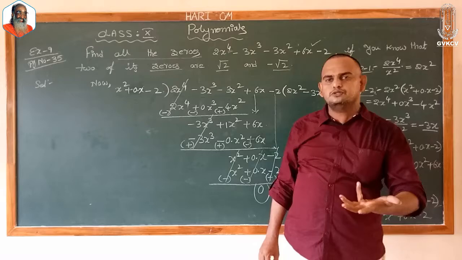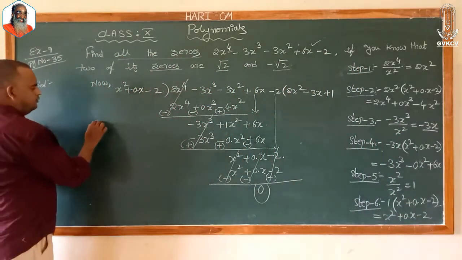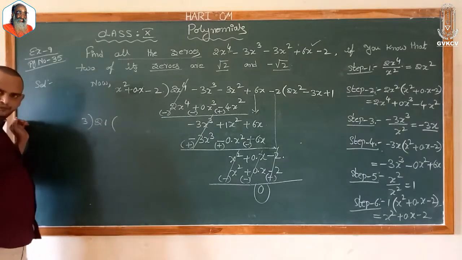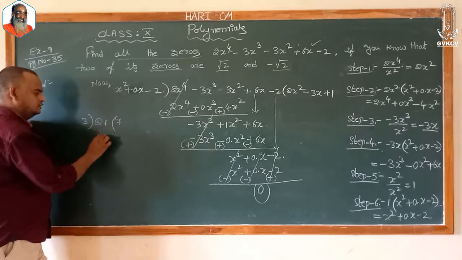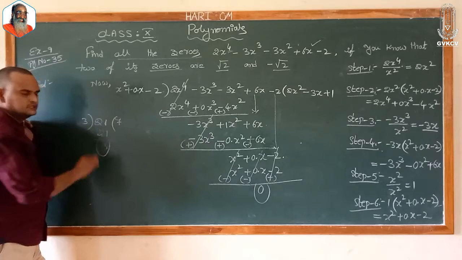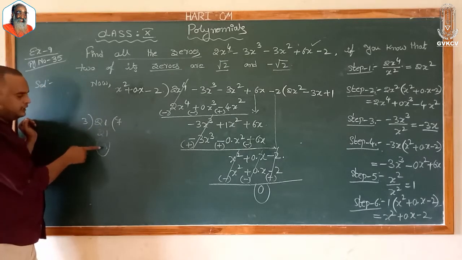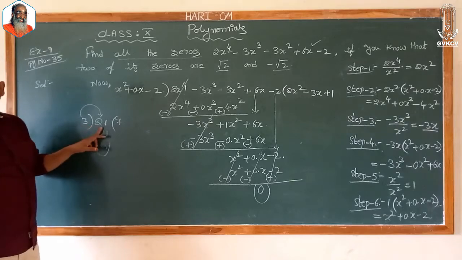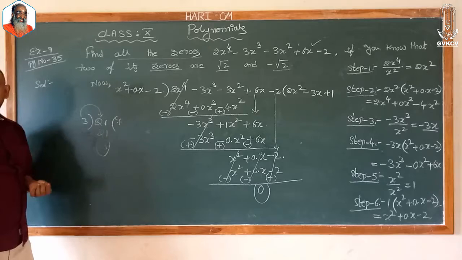How to find 2 more zeros? Now let me explain. When we have 21 as a number and divide it by 3, let us go for the 3 table. In the 3 table, 3 sevens are 21, so we have the remainder 0. When we divide by 3, we get the remainder 0. Then what can I say? I can say that 3 is a factor of 21.